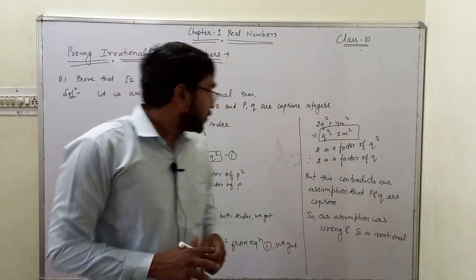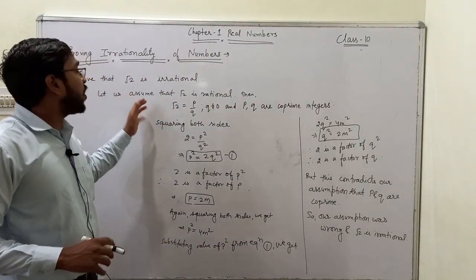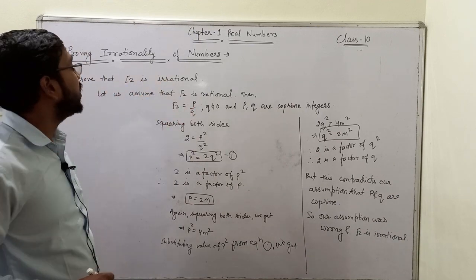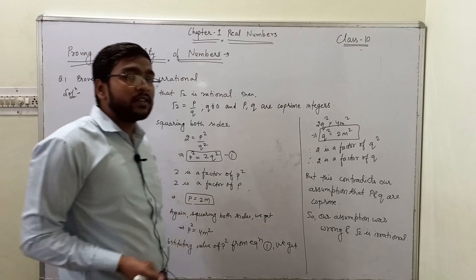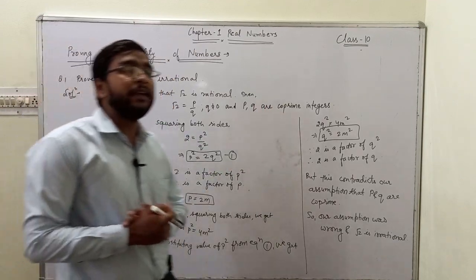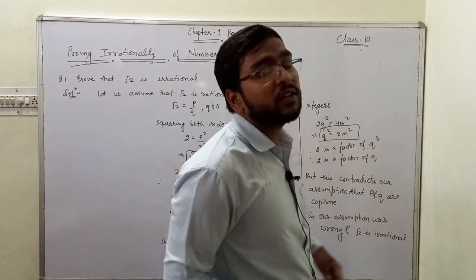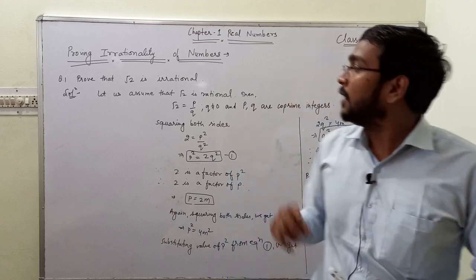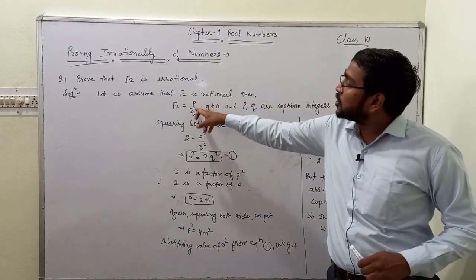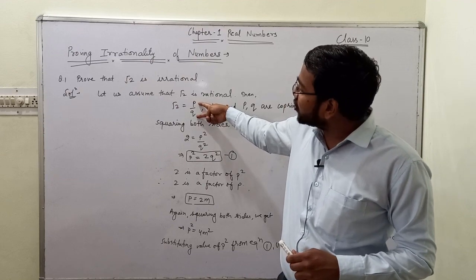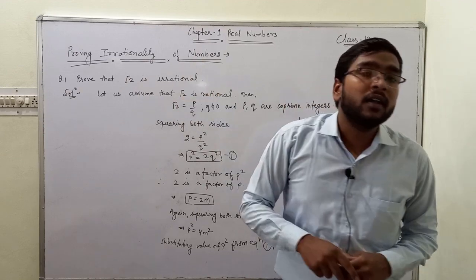So what we did was we assumed that root 2 is rational. Then according to the quotient statement, p and q must be co-prime integers, but we find out that p and q are both divisible by 2, so they are not co-prime. Since they are not co-prime, hence p upon q is not a rational number, and therefore root 2 is not a rational number.